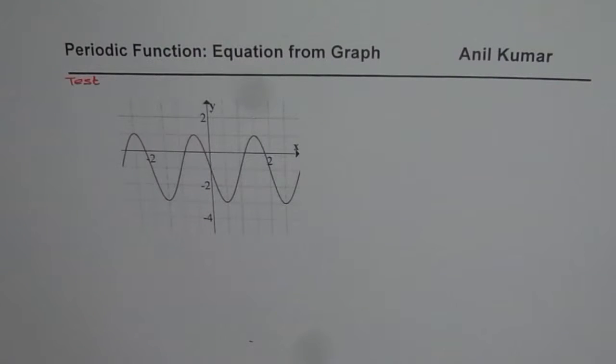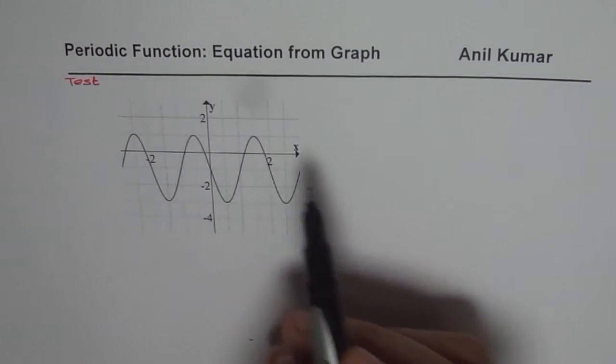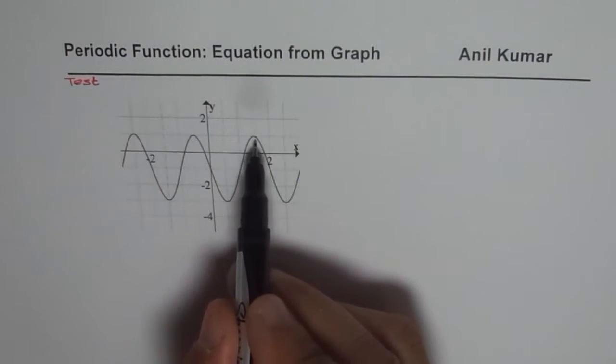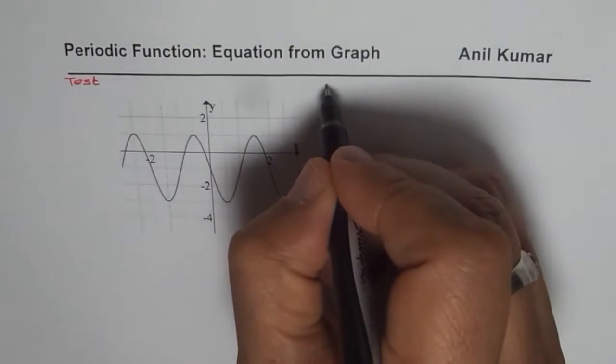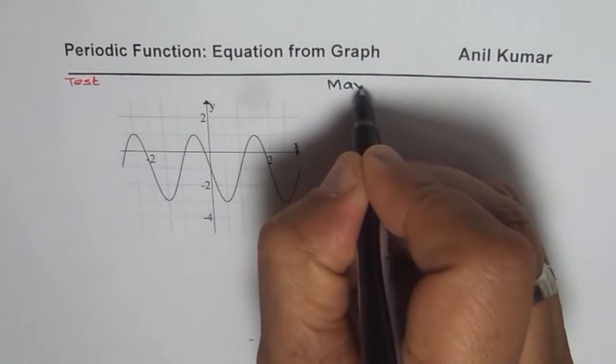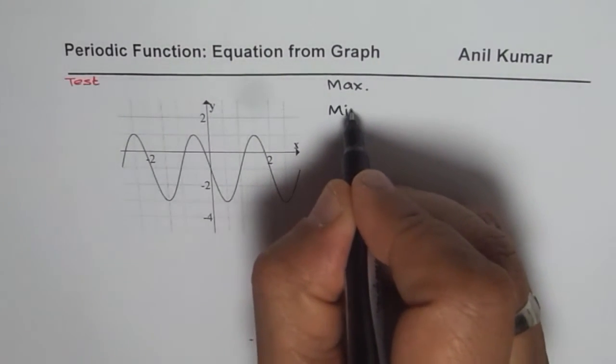My suggestion is, we'll begin with the very basics which we learned, and it will be a good review of all the concepts which we have learned so far in these set of videos. Now, to get the equation, the critical things which we should know are maximum value, minimum value, and time period. So we'll start with maximum value. I'm just writing max for maximum value, and also we will read minimum value from the graph, right?